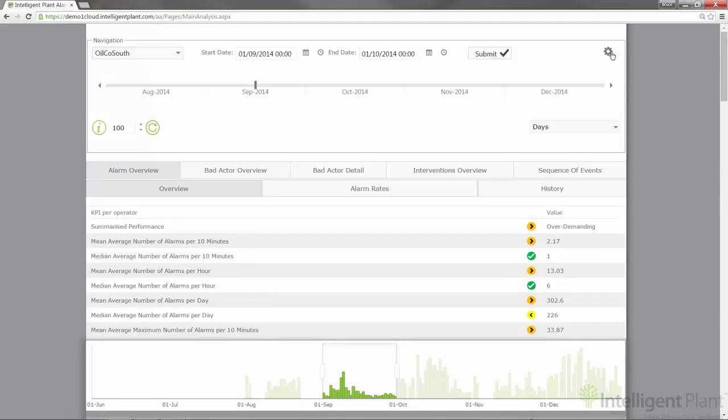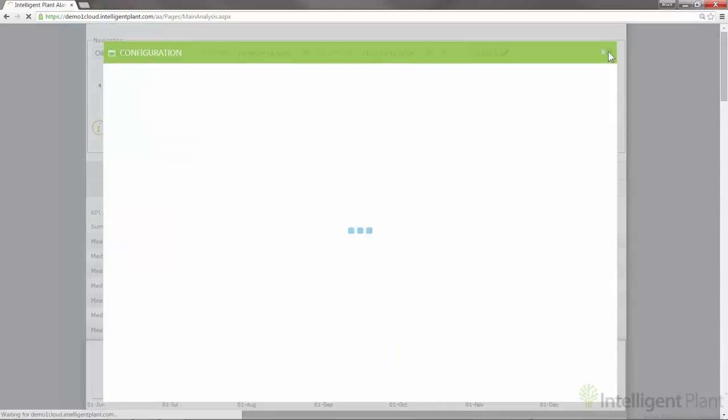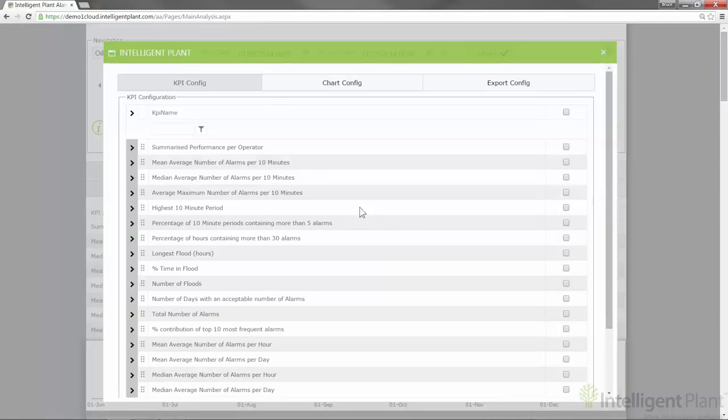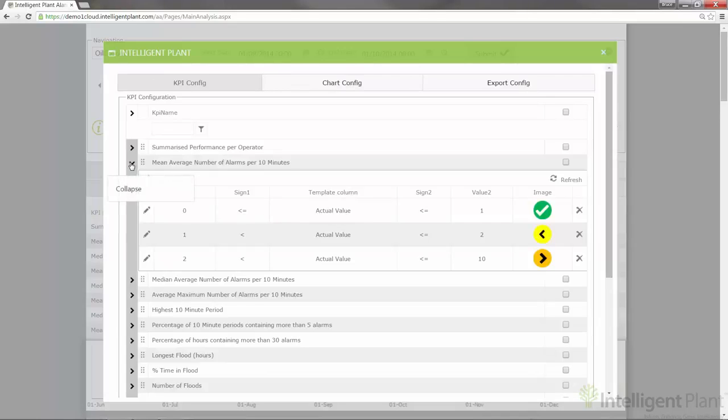Each KPI is configurable, and the thresholds and icons that are displayed can be set to values appropriate for the site being benchmarked. The default icons are acceptable, manageable, over-demanding, and unacceptable, and these are taken from EEMUA 191 Rev 3, as we felt these categories were more useful and informative than the predictive, robust, stable, reactive, and overloaded categories that were defined in earlier versions.